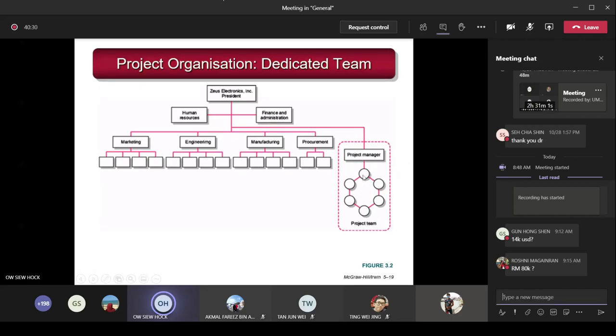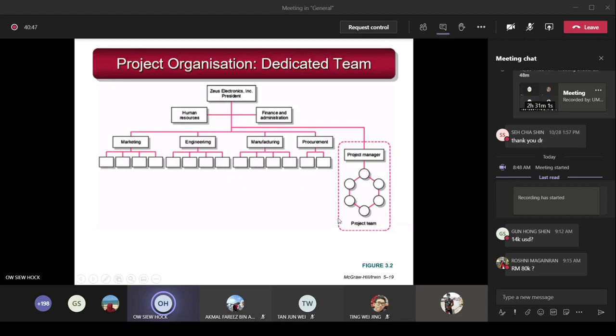So who are the team members? The team members will come from marketing, engineering, manufacturing, procurement, let's say one or two from each of these departments, and then form this special team called the project team. They are called a dedicated team, meaning they only work on the project. They are no more serving their unit, no more serving their own department.